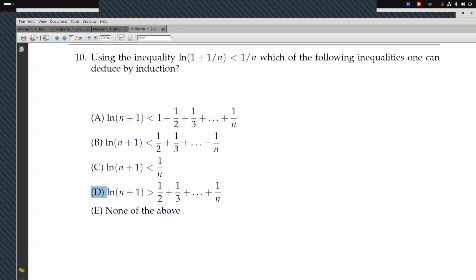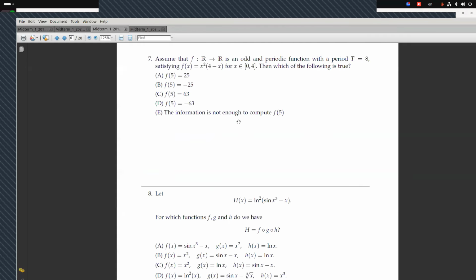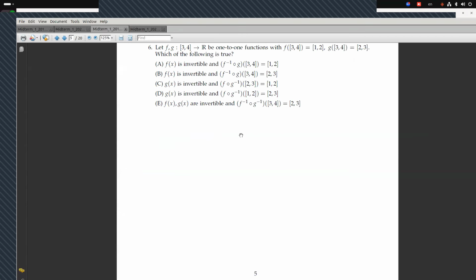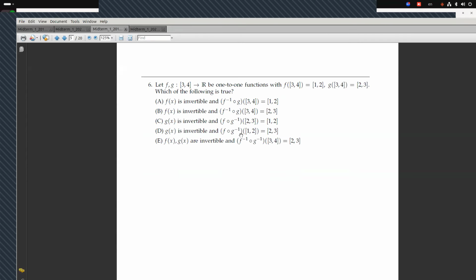2018, multiple choice number 6. F and G, from the interval 3 to 4 to R, are one-to-one functions. The range of our function F is 1/2. The range for function G is 2/3. We should find the correct statement.